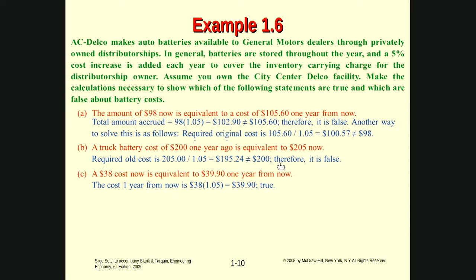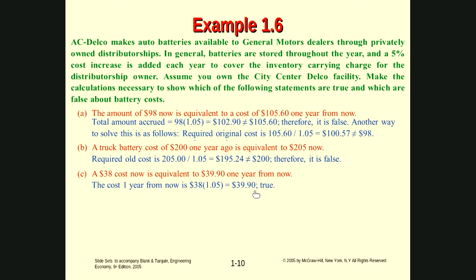Okay? The last statement: $38 now is equivalent to 39.9 one year from now. The last statement is similar to the first one. We have a given value for now and we want to compare it to the future. So we apply the 5% to the 38, and then we see if it's going to be equal to 39.9 or not. If we apply the 5% on the 38, we get 39.9, which is correct.